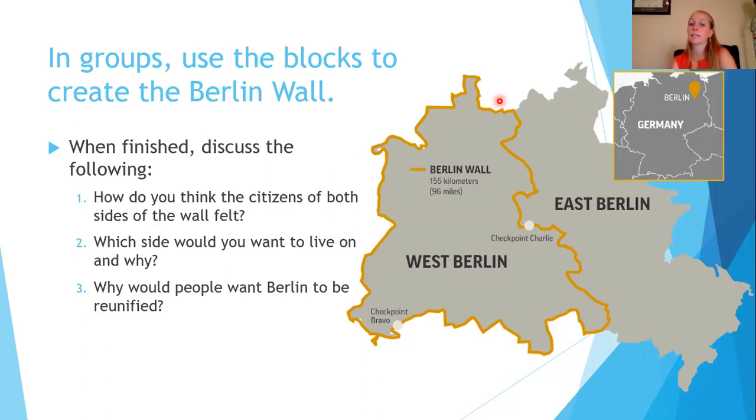Remember at the beginning of the lesson, we were talking about reunification. So that was bringing the country back together. It's separated right now by the wall. Why do you think the people would want to be reunified? Why do you think they would want their country to be reunified?